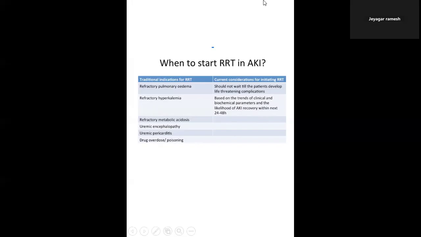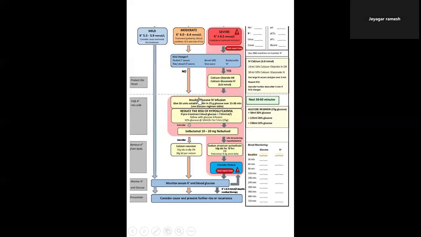So the current consideration for initiating renal replacement therapy is based on the clinical and biochemical parameters, and we should decide whether there is a high likelihood of AKI recovering within the next 24 hours. If not, then definitely you will have to support the body with renal support. And this is a medical management protocol.